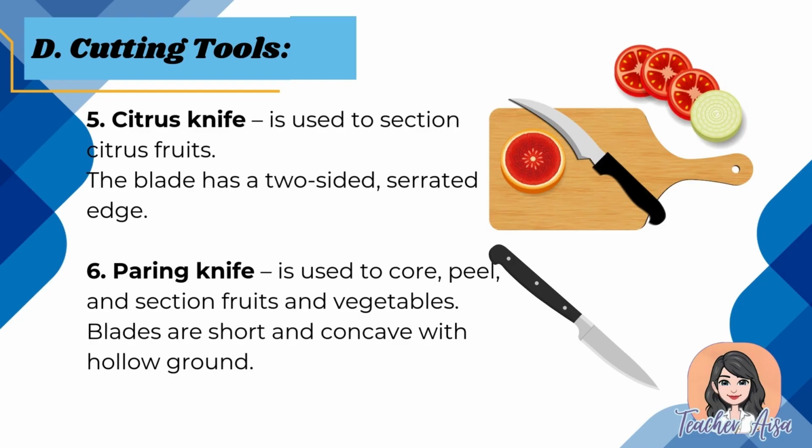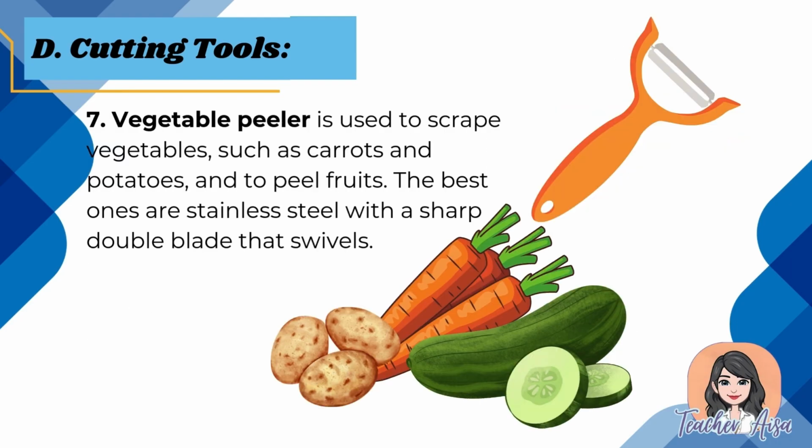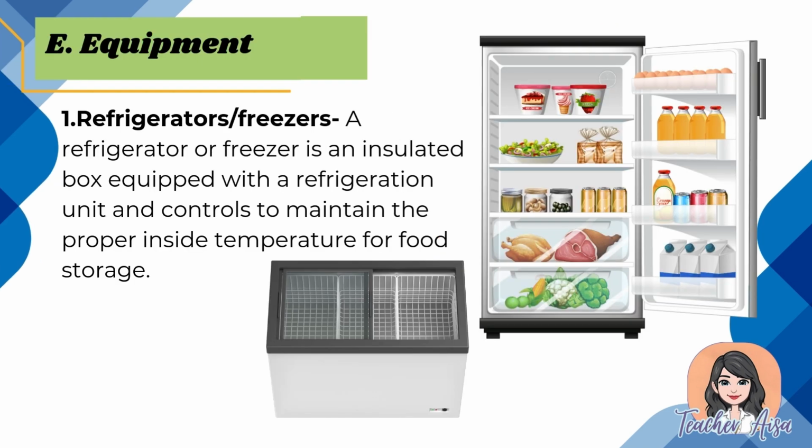6. Paring knife is used to core, peel, and section fruits and vegetables. Blades are short and concave with hollow ground. 7. Vegetable peeler is used to scrape vegetables, such as carrots and potatoes, and to peel fruits. The best ones are stainless steel with a sharp double blade that swivels.